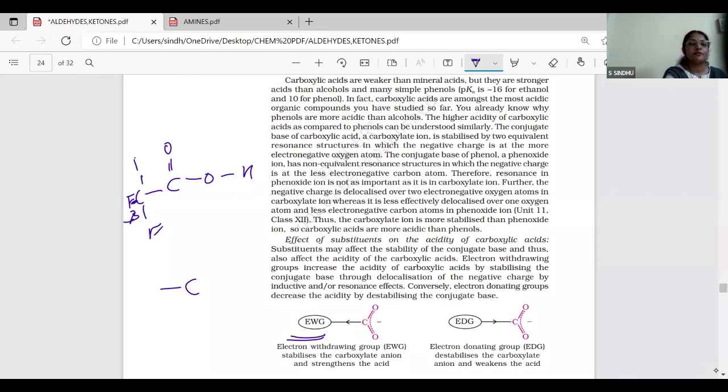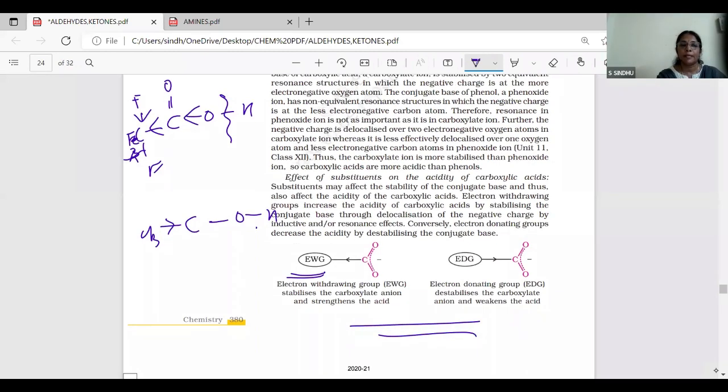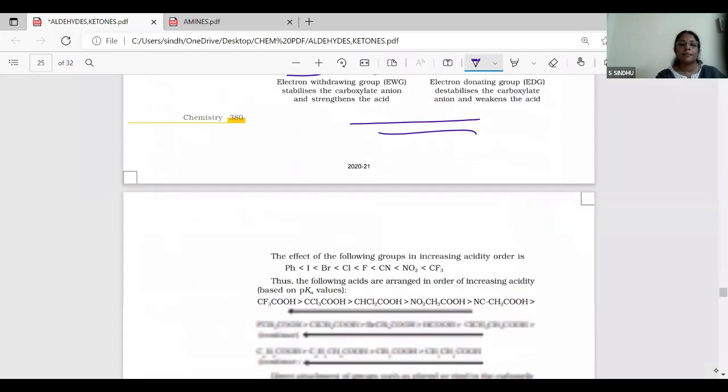The minus I effect of the fluorine group will pull the electrons away, so the OH bond becomes more polar. So polarity increases and thereby acidic behavior increases. Whereas if we are having electron releasing groups, the OH bond is less polar, so acidic behavior is less. This is along with the resultant stability of the conjugate base. So we can explain on that basis.